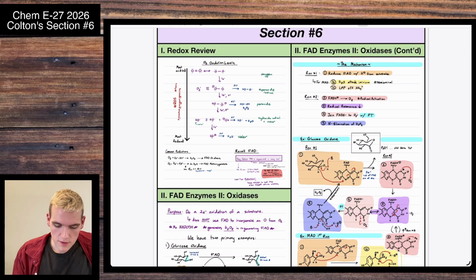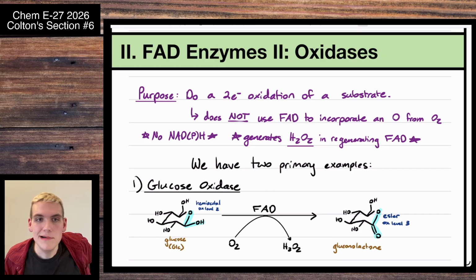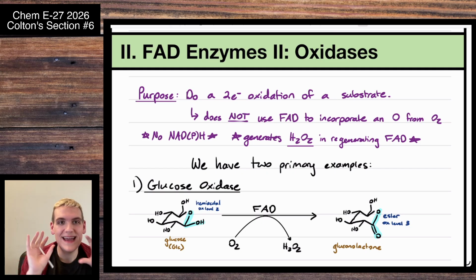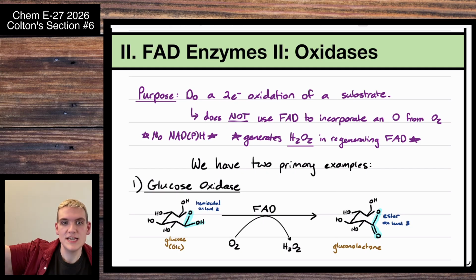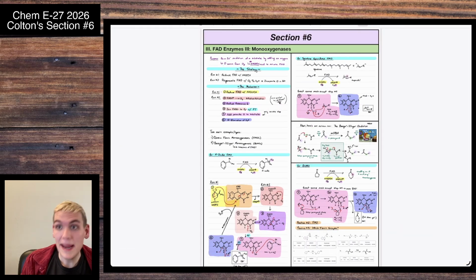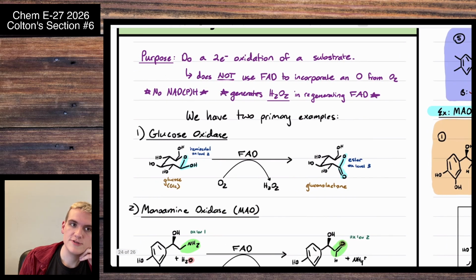But we'll start off with the big picture. Why does an oxidase exist? Well, it exists to oxidize the substrate. Groundbreaking, I know. When it does this oxidation, it is not incorporating a new oxygen from O2 into the product. That's going to be a key feature of oxidases. They're doing an oxidation and they don't add an O from O2, whereas when we get to monooxygenases, we will see that they do an oxidation and they add an O from O2. So that's a key distinction.